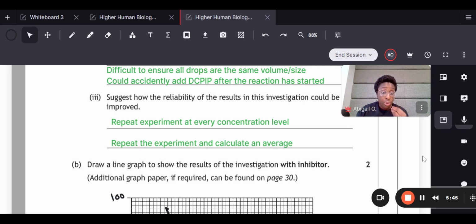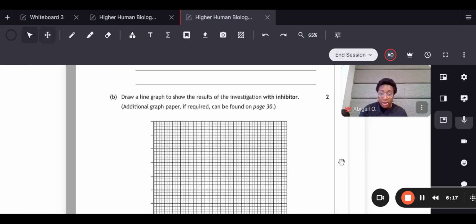And in this question, the concentration level is the succinate concentration, so our substrate concentration level. If you watched one of our earlier videos, we talked about whenever you're looking at an enzyme question, make sure you can identify what's your enzyme, what's your substrate, what's your inhibitor, if you have one, and what's your product. So the succinate is going to be what we're studying. We're changing the concentration of succinate. So we want to repeat the experiment at every succinate concentration, which is basically like doing the experiment again. Or we can do the whole experiment again and calculate an average. Okay, on to the next question.